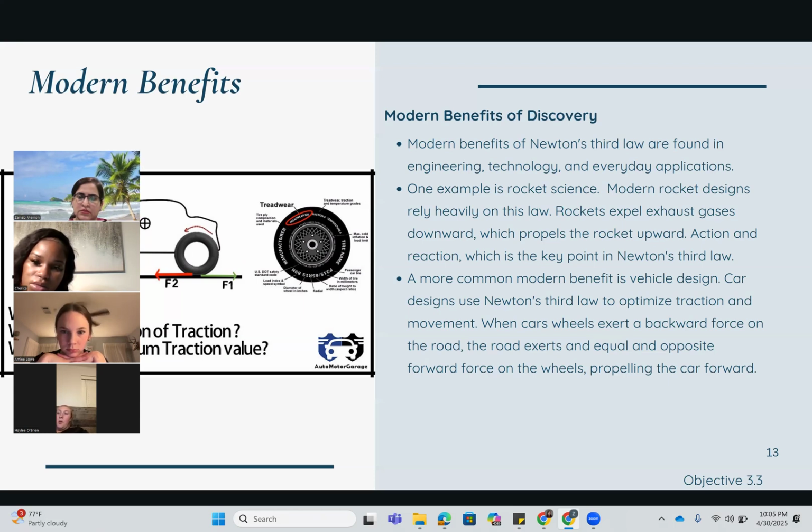A more common one would be vehicle design. Car designs use Newton's third law to optimize traction and movement. When a car's wheels exert a backward force on the road, the road exerts an equal and opposite reaction and propels the car forward.